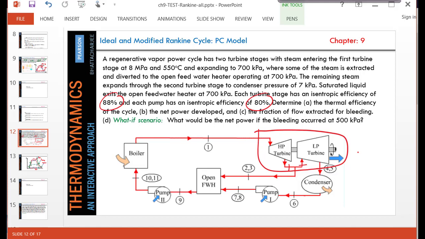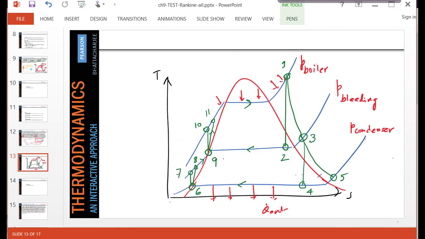So to see the T-S diagram, I've already transcribed it here. There are three different pressures: the boiler pressure, the bleeding pressure, and the condenser pressure. And we'll keep this terminology in the solutions too. 1 to 2 is the isentropic turbine. 1 to 3 is the actual turbine. Just as 3 to 5 is the actual turbine.